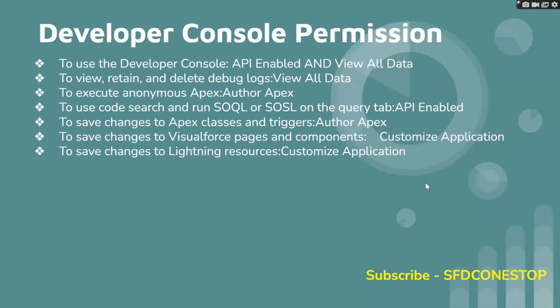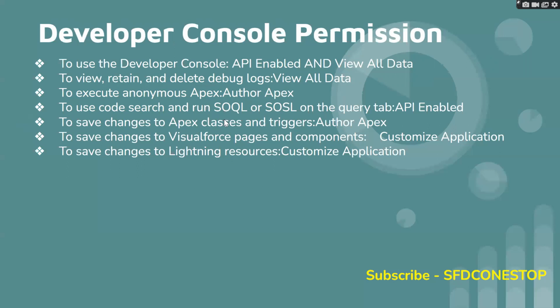So these are all of the permissions that are required for the Developer Console. If you want to access the Developer Console, let's take a look at what different permissions are required. If you want to use the Developer Console, you would need API Enabled and View All Data. In order to view, retain, and delete debug logs, if you want to delete anything from the Developer Console, you need View All Data. This is important. As a system admin, if you have View All Data, then definitely you will be able to view, retain, and delete the debug logs. Now, if you want to run your anonymous code, right?